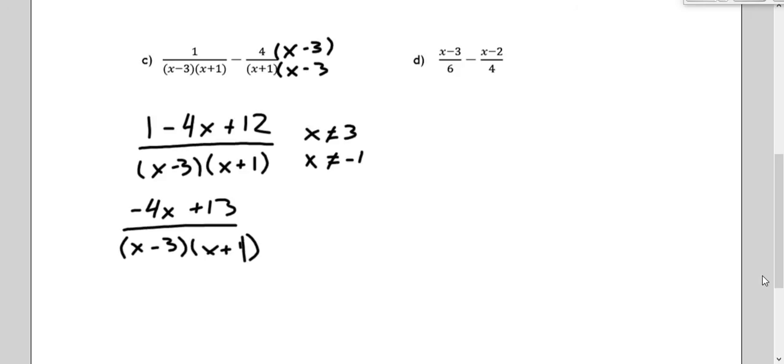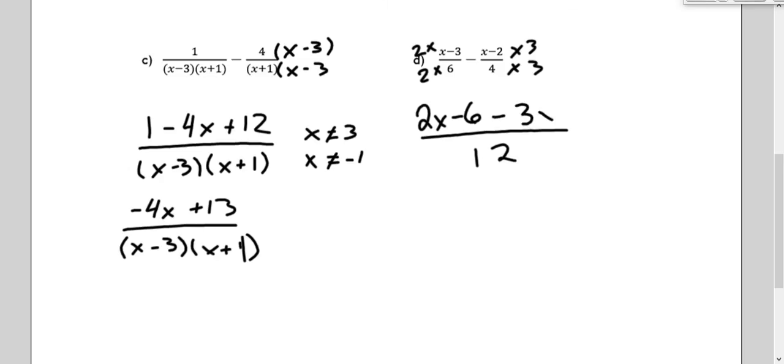Okay, the greatest common factor between 6 and 4 is 12. So I'm going to multiply this one by 2, this one by 2, this one by 3, and this one by 3. So this gives me 2x minus 6 over 12 minus 3x plus 6. These cancel, and then I get negative x over 12 with no NPVs.